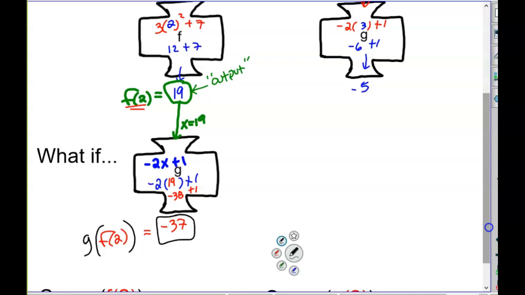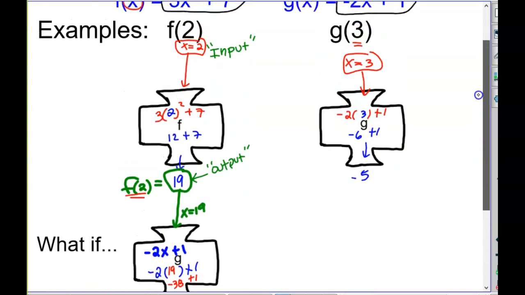You see how f of 2 is in the inside part? And then we took that answer and we applied it to g. That's called a composition of a function, when you use one function inside of another to produce an answer.